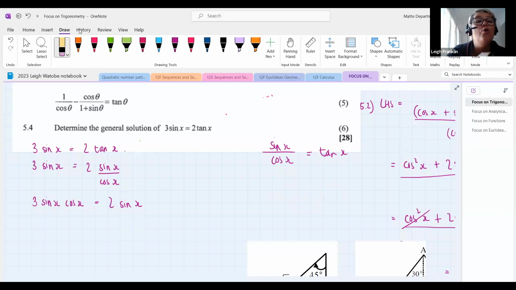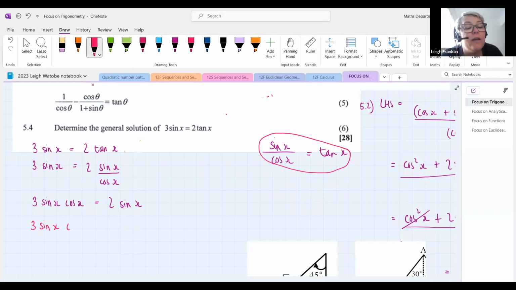All right, so this is the only time that dividing by cos x is allowed. We're going to do what Fazama said. We're going to leave 3 sine x cos x on the left, and we're going to take the 2 sine x over to the left-hand side. And we're going to do what Mesh said, and make it equal to 0. And now that we have done this, we can factorize.